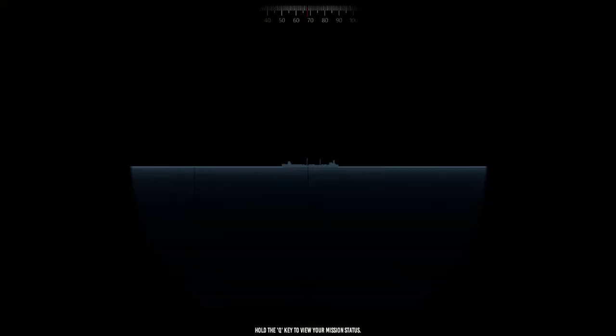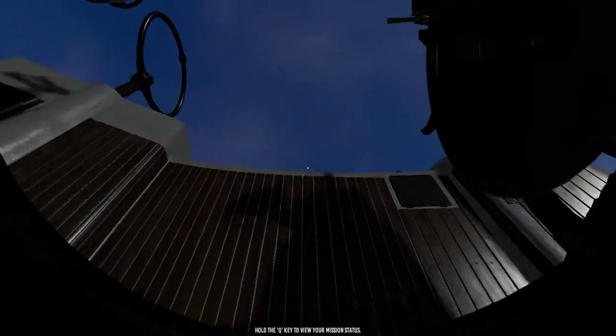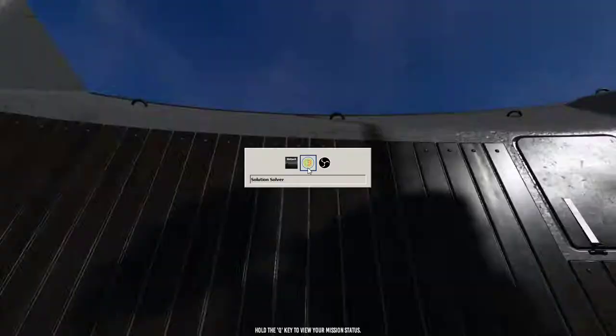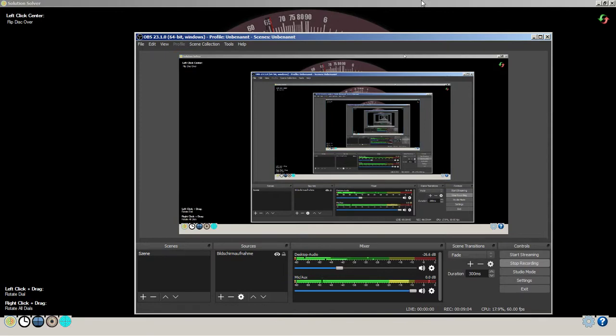Oh my God, this is looking terrible now. Yeah, this OBS Studio really causes problems on my system. So that is the speed by constant bearing method.